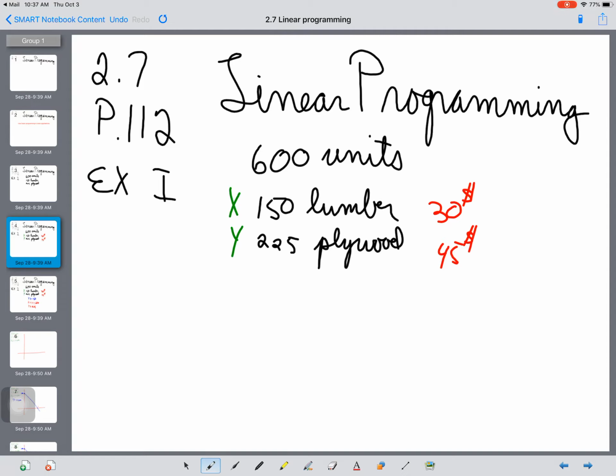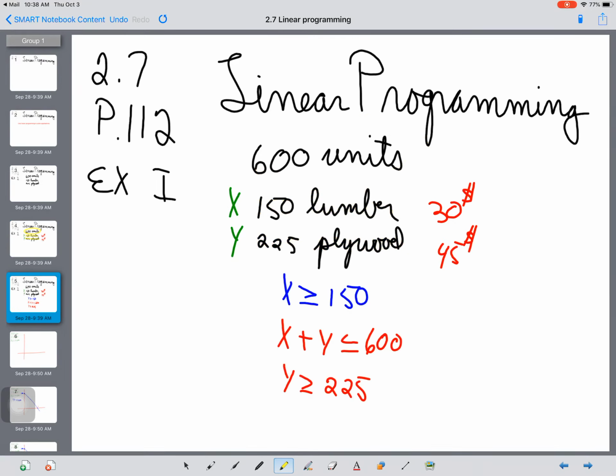There are some constraints, and by constraints I mean some things that hold us back. This particular company can only produce 600 units in any given period of time. So each week they can only get 600 out. They only have so many men or women working in the factory. The machinery can only crank out so many within a week. 600 is our max. That's a constraint. I also have these constraints that I have to produce 150 units of lumber and 225 of plywood.